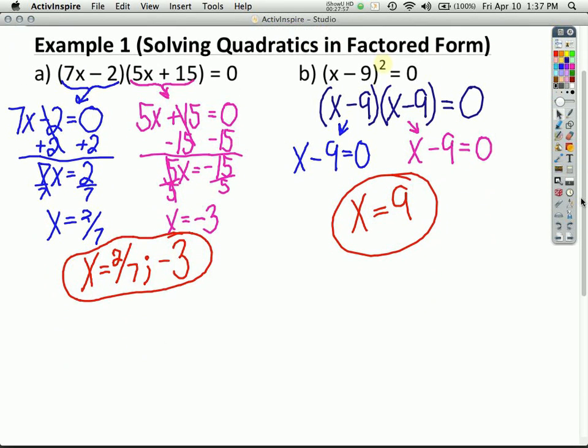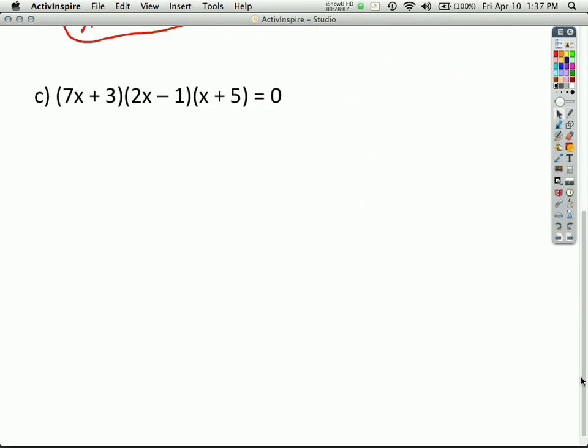Okay, part C, I'm going to use for something, but we're not going to do it. So part C is here to illustrate just one idea. This is actually not quadratic, this is cubic. If we multiplied it out, it would have a highest exponent of 3.